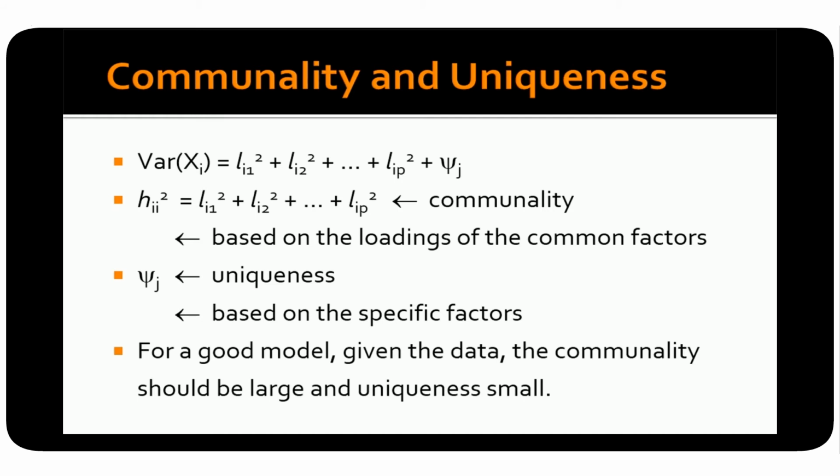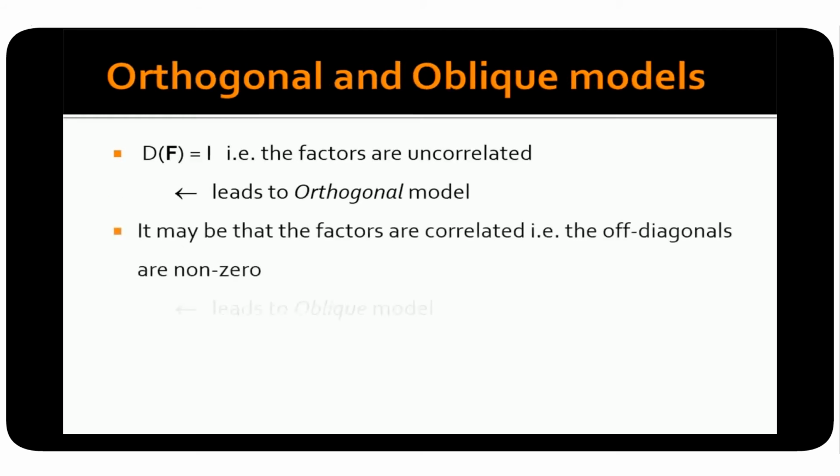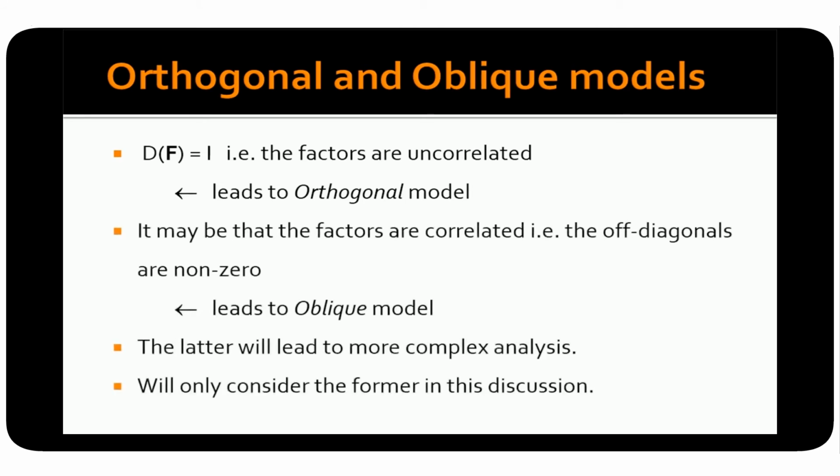So, one part is shared by the factors and the other is the additional variability specific to a given xi. Now, before we move further, we just need to look at the condition that we have for f. We have assumed that the dispersion of f is I. This is generally referred to as an orthogonal model.